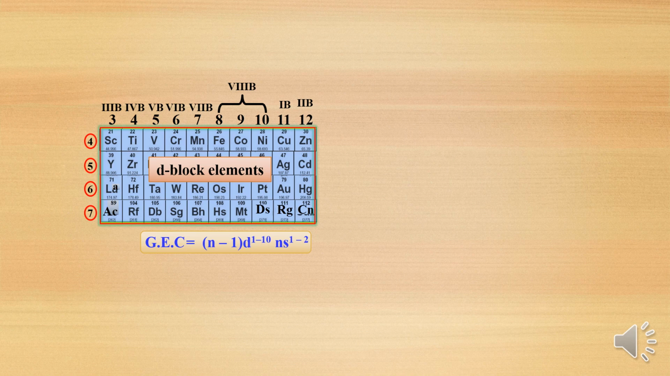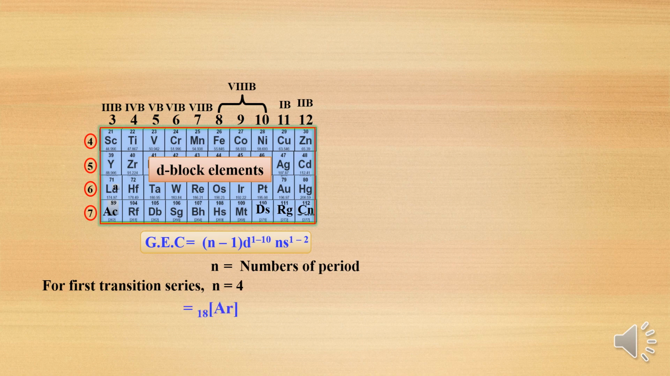Now the general electronic configuration, we already know that. That is nothing but (n-1)d 1 to 10 and ns 1 to 2, the general electronic configuration of d block elements. Now n is nothing but the number of the period, so 4th period to 7th period. For the first transition series n is equal to 4, second transition series n is equal to 5, third transition series n is equal to 6, fourth transition series n is equal to 7.